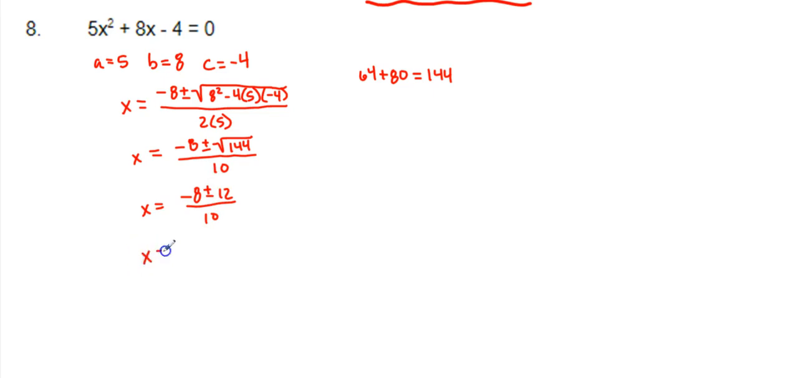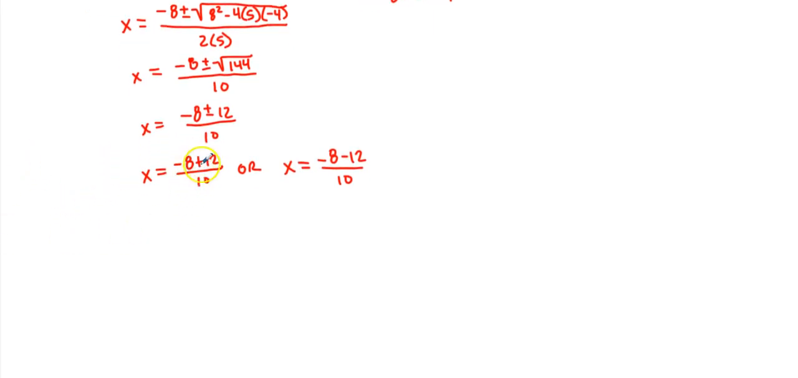So our first root is going to look like -8 plus 12 over 10. Our second root is going to look like -8 minus 12 over 10. Simplify the top. -8 plus 12 is going to be 4 over 10.